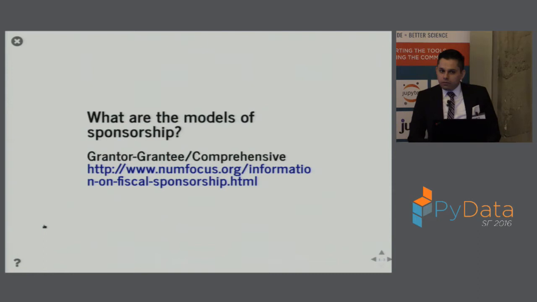Now, I'm not actually sure of all of the projects and where they fit under the grantor grantee versus comprehensive split. I know that the actual split for NumFocus projects is a little bit more nuanced than just those two categories. But in my understanding, the grantor grantee is more of a legal relationship where the project already has its own internal mechanisms that they manage for the governance of the project, and NumFocus serves more of a legal purpose than this community purpose. Would you say that's accurate?